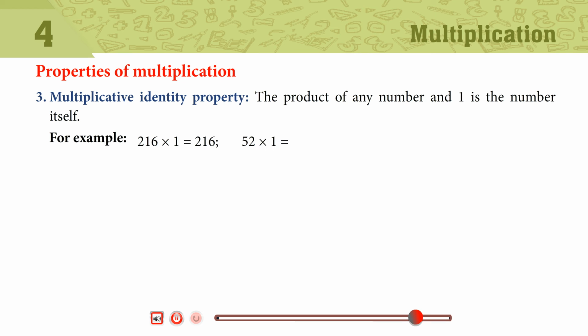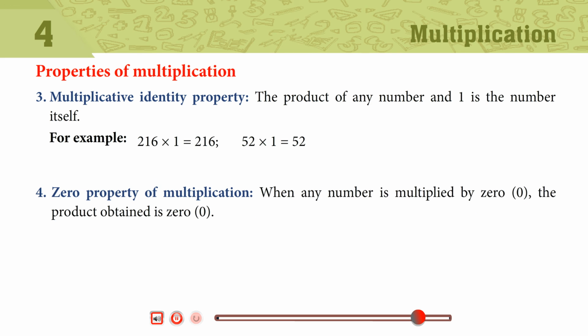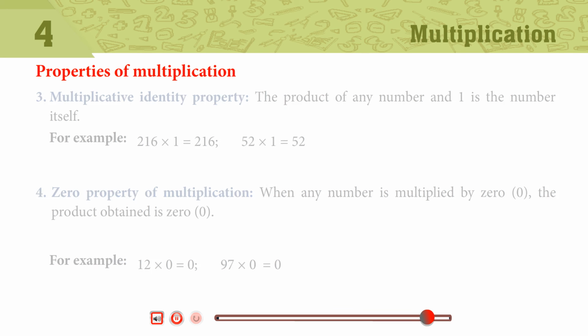52 into 1 is equal to 52. 4. Zero property of multiplication. When any number is multiplied by 0, the product obtained is 0. For example, 12 into 0 is equal to 0. 97 into 0 is equal to 0.